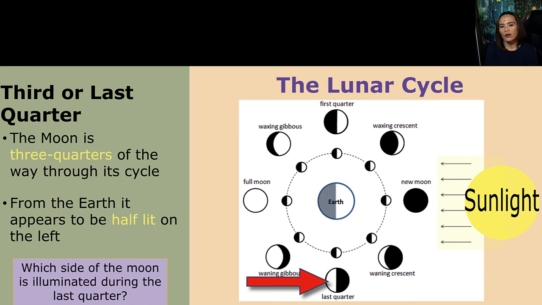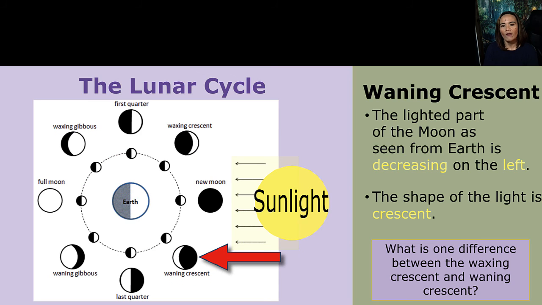Next up, we have the third or last quarter moon. The moon is 3/4 of the way through its cycle. From the Earth, it appears to be half lit on the left this time. Next up, we have waning crescent. The lighted part of the moon, as seen from the Earth, is decreasing on the left-hand side. And again, the shape of the light is crescent.